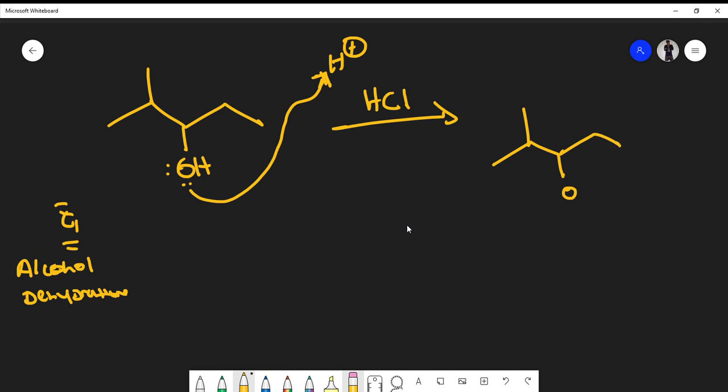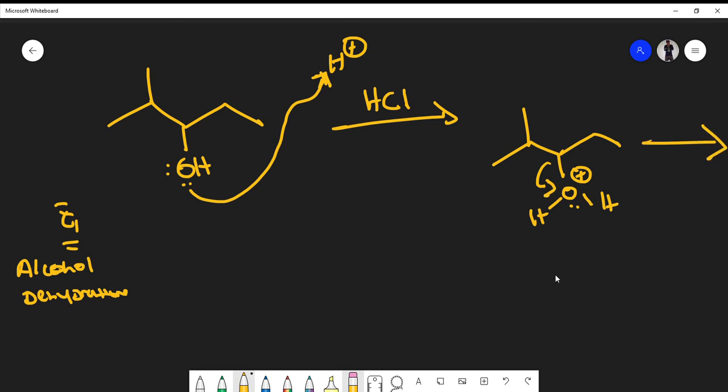This oxygen now has two hydrogens attached. It has one lone pair. This is our classical positively charged oxygen. Now, essentially, we form water in solution. With this being the case, the water now leaves as a leaving group.